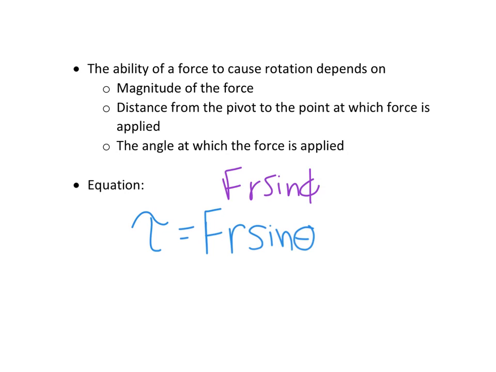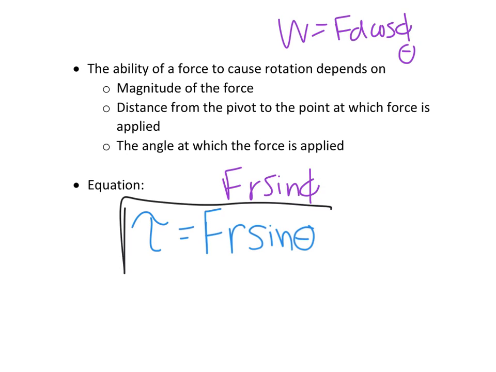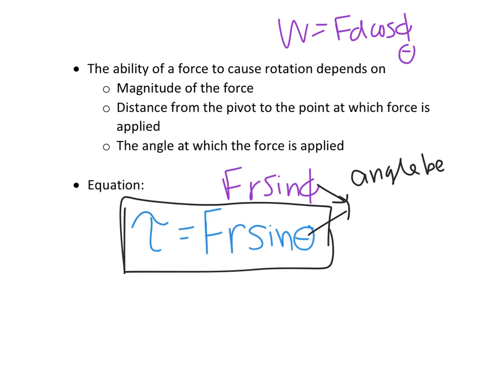It's the same idea as when we did work. If you remember, work was F D cosine phi, but your formula sheet gave theta instead of phi. You're going to see the same thing with torque. So the angle phi, let me just define what all of these are, or theta in this case. It's the same angle, the angle between the force and the radius.